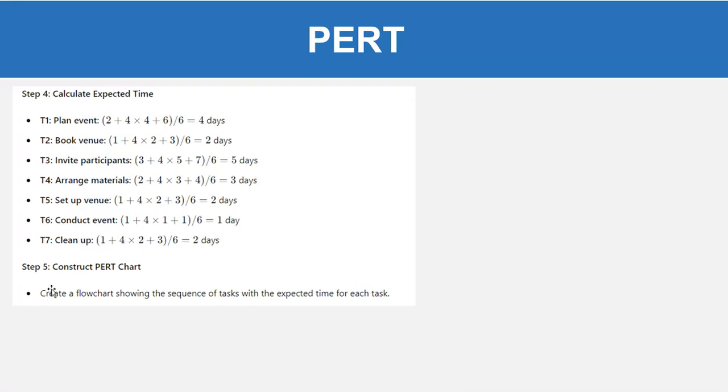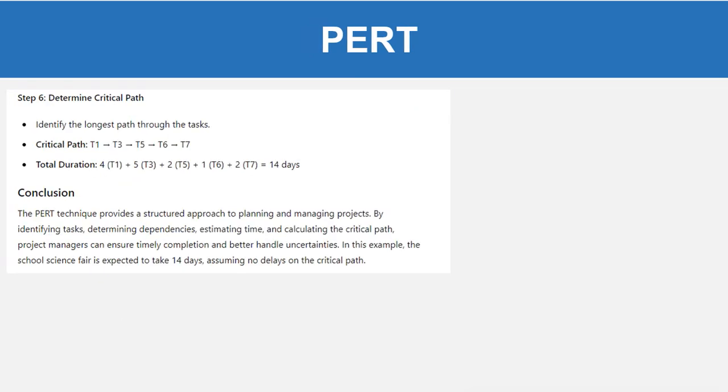Then construct the PERT chart: create a flow chart showing the sequence of tasks with the expected time for each task. Here, friend, in step 6, we will find the critical path. The critical path is T1 to T3, then T5, T6 and T7. Total duration: 4 days for T1, 5 days for T3, 2 days for T5, 1 day for T6 and 2 days for T7. So in total it is 14 days.